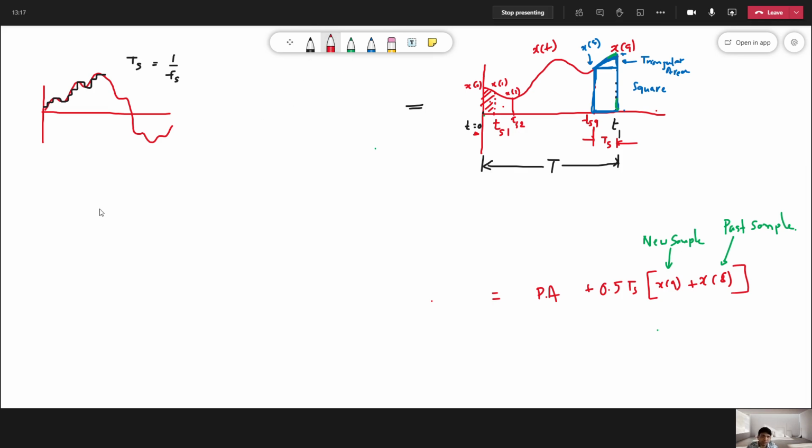In a practical situation, you may be deriving this sample by use of an analog to digital converter. Now this analog to digital converter may be an off-chip analog to digital converter interfaced with the digital signal processor, or it may be an on-chip analog to digital converter. Let's assume that we are using the analog to digital converter available inside the microcontroller or DSP itself.